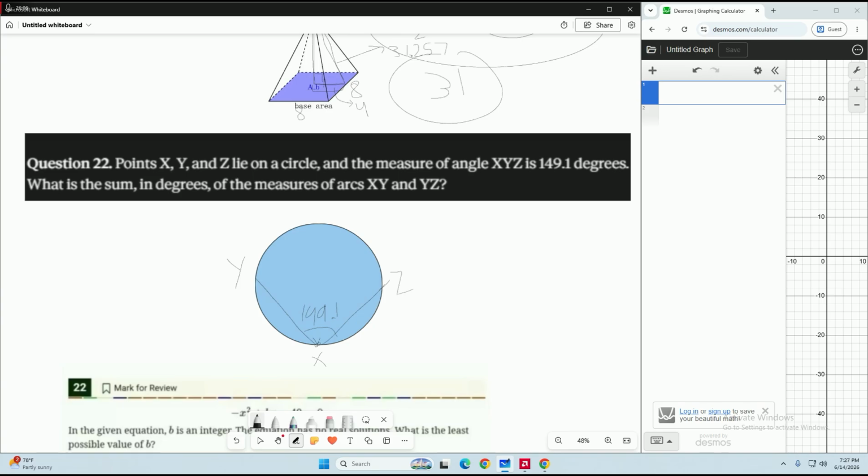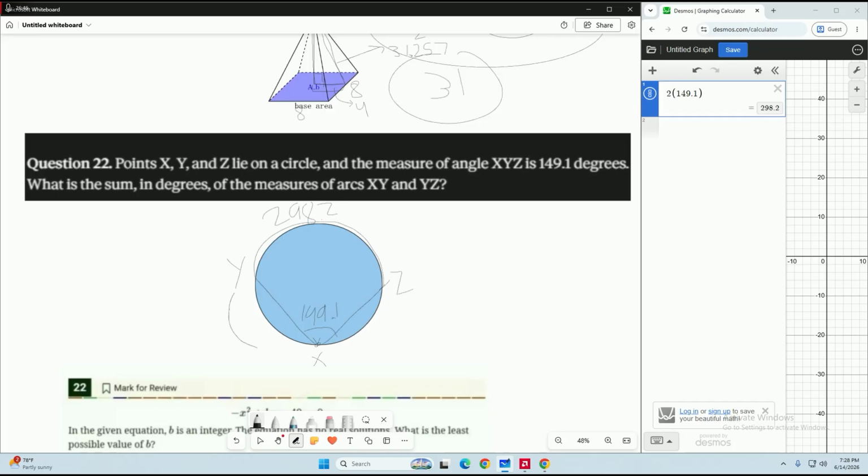is half of the total length of this arc. So arc YZ, which is basically the major arc in this scenario, is double the inscribed angle within the circle. I think that's what they call it. So we can find the entire length of this arc by doing 2 times 149.1. That means this entire thing is 298.2.